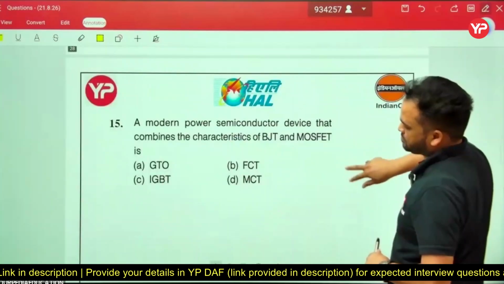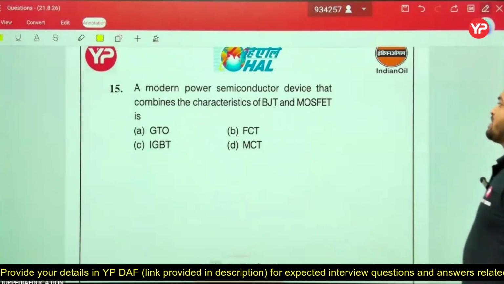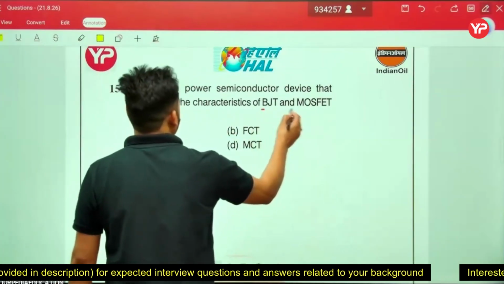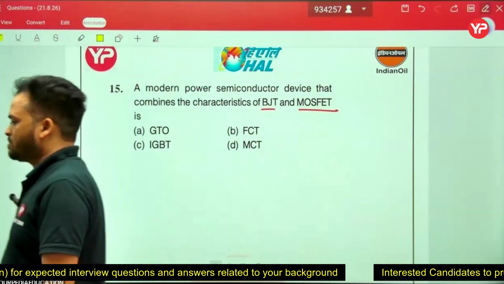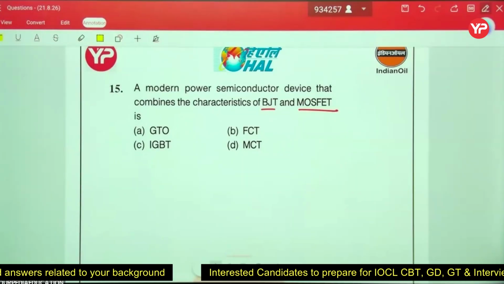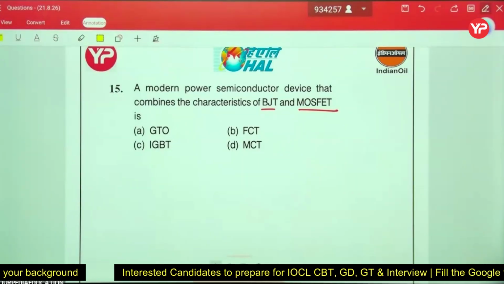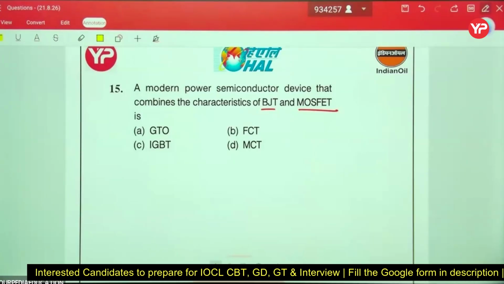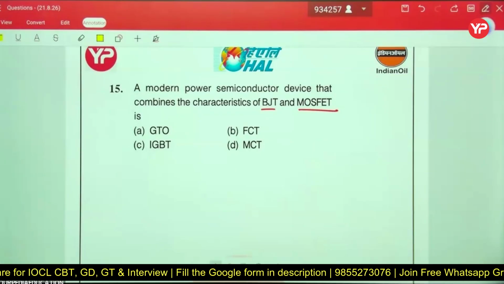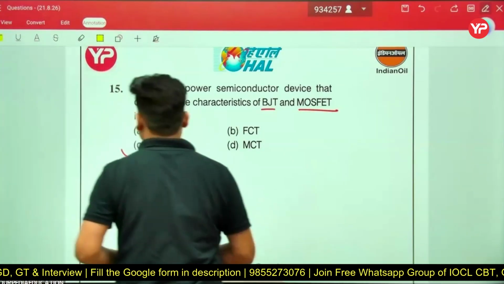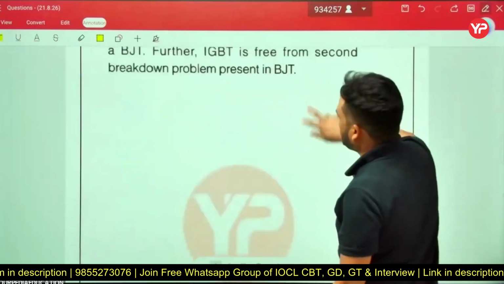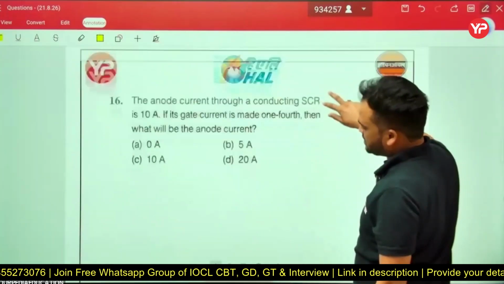Next. A modern power semiconductor device that combines the characteristics of BJT and MOSFET. BJT and MOSFET, combined characteristics. Tell me the answer. IGBT, no? Combined characteristics. Next. This is all the relevant things related to IGBT.